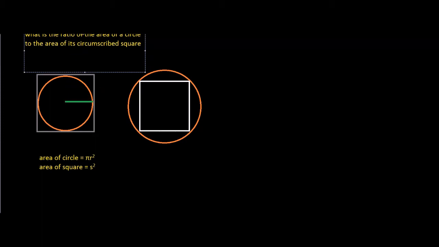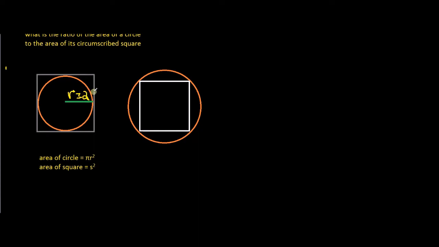So let's just look at an example using some numbers first. If we look at this circle here, let's just set the radius equal to 2.